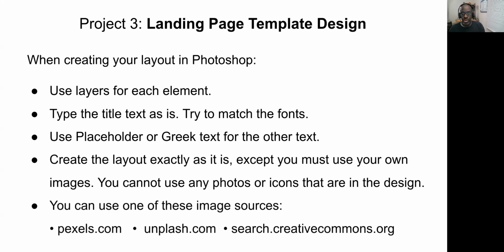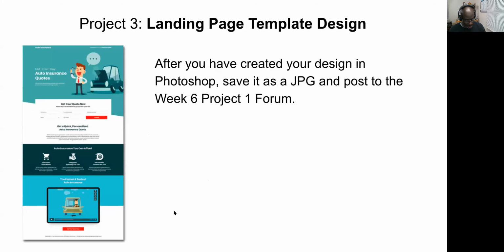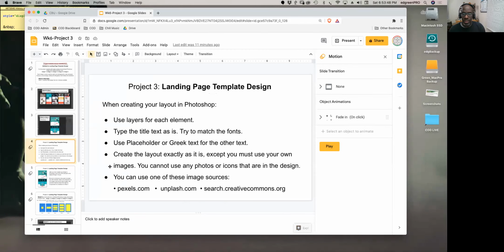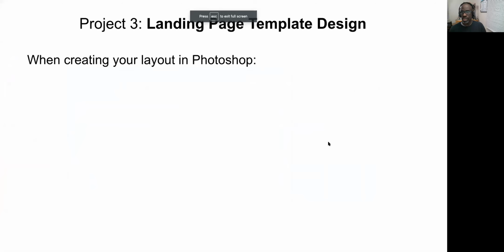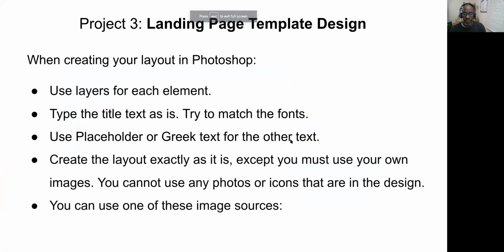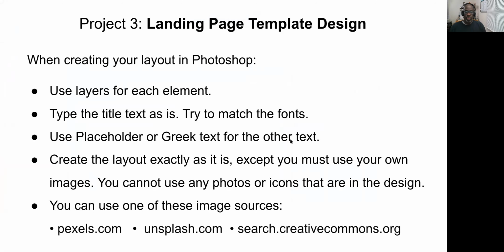You can go to pixels.com or Unsplash. I spelled that wrong there. It is unsplash.com. And you know what? I'm going to fix that right now, so let's go back a slide there. Unsplash. There we go. Back to business. So pixels.com, unsplash.com, or searchcreativecommons.org. And you can find images in any of those sites that are free to use. So look them over and enjoy.